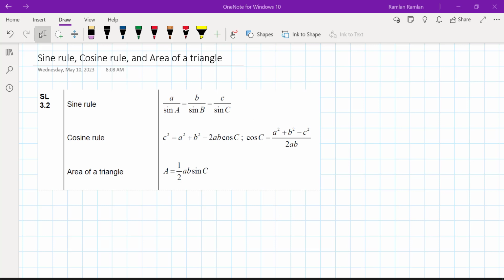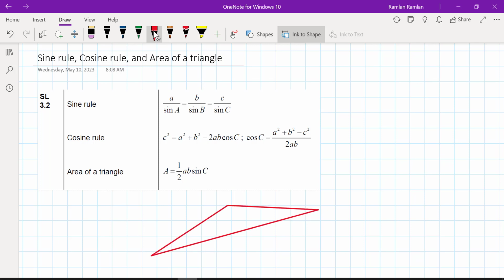In order to know how to use all of these formulas, the first thing we need to understand is how to name the vertex, the side, and the angle of the triangle. For these three formulas, we apply them to a triangle that is not a right angle. So let me draw a scalene triangle like this, and name the vertices A, B, and C.